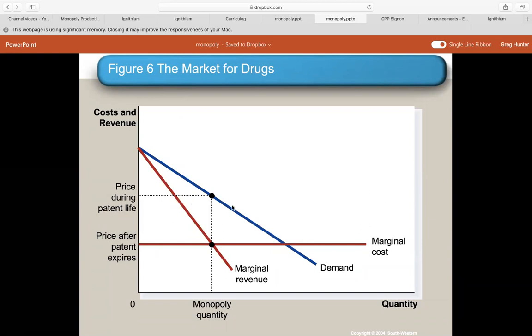Anyway, so what happens is that during the life of the patent, you see where marginal revenue crosses marginal cost. That's a profit maximizing quantity. And then they charge this high price. But then eventually the patent expires and the price drops down to the marginal cost. And then the quantity becomes where demand and marginal cost intersect.